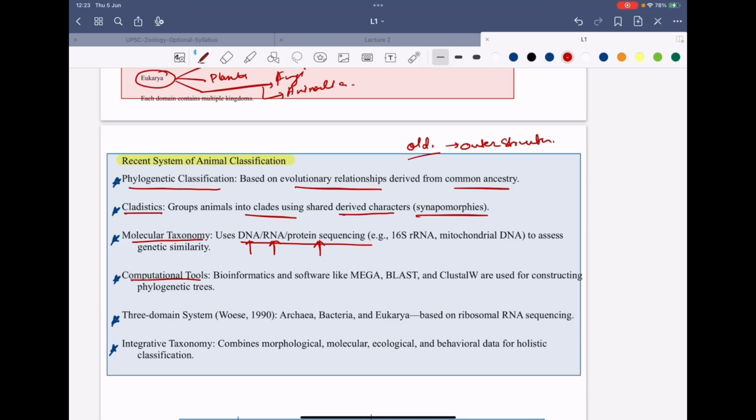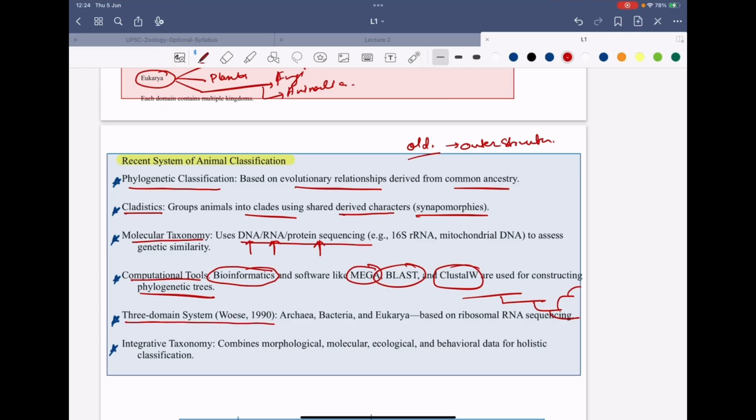Computational tools are used over the years. You must have heard about bioinformatics and software like MEGA, BLAST, ClustalW. These are some of the tools which are used to make these phylogenetic trees. You must have studied or seen phylogenetic trees somewhere. So these are made using the computational tools.